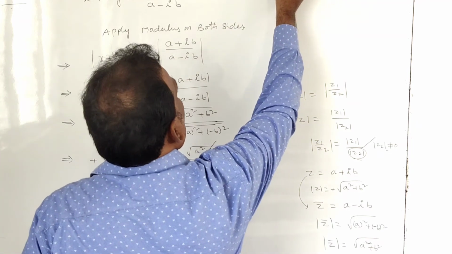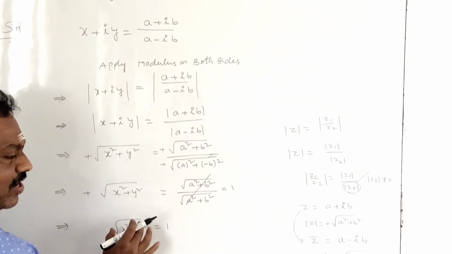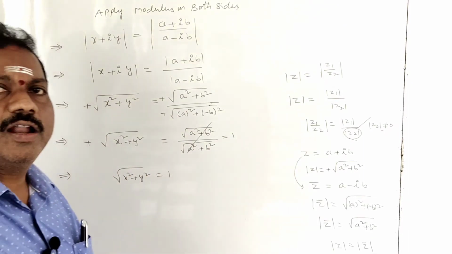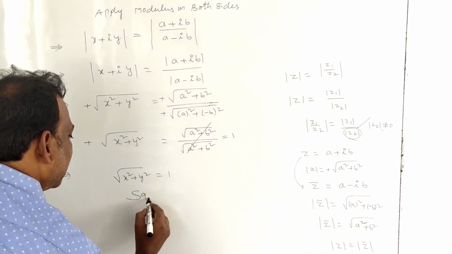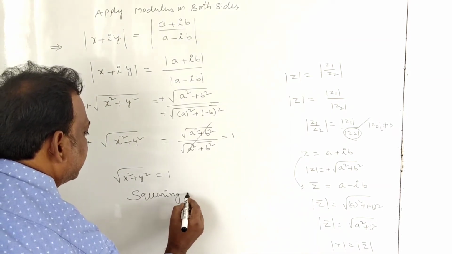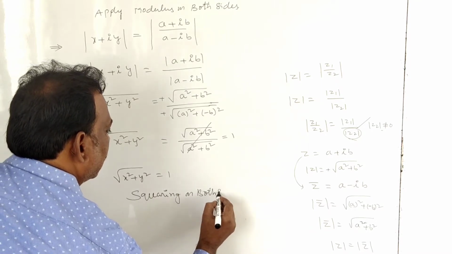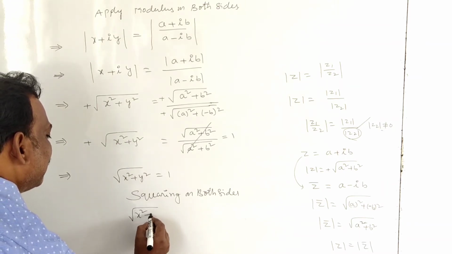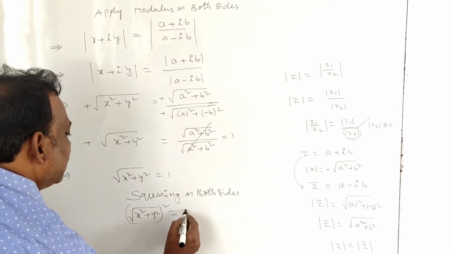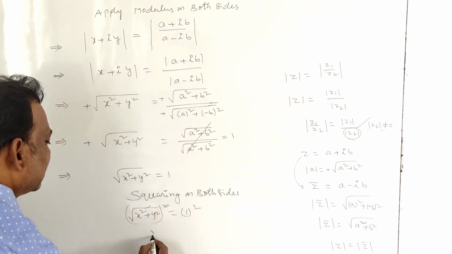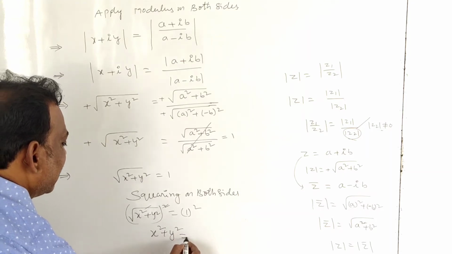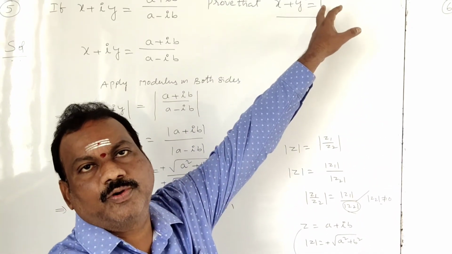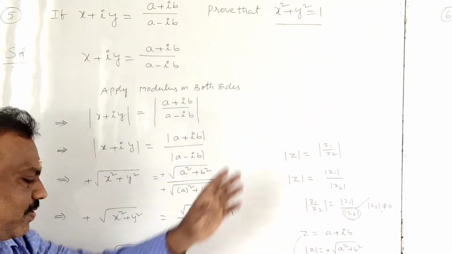But what do we have to prove? x square plus y square. When will you get x square plus y square? You have to remove this root. To remove this root, square on both sides. Now you will get root over x square plus y square whole square, which is equal to 1 whole square. The square and root get cancelled. So x square plus y square is equal to 1. We proved it. That is what we are going to prove here, x square plus y square is equal to 1. So we got it.